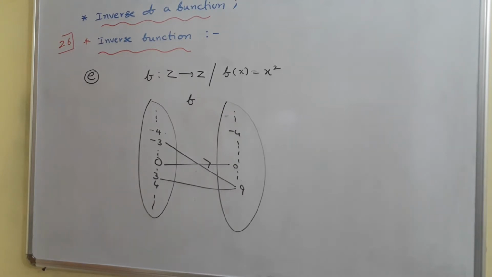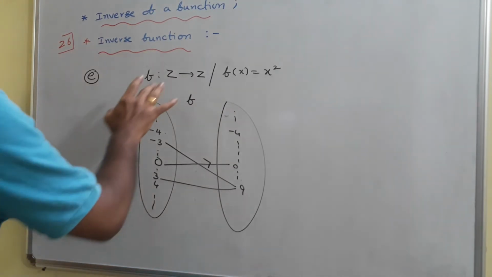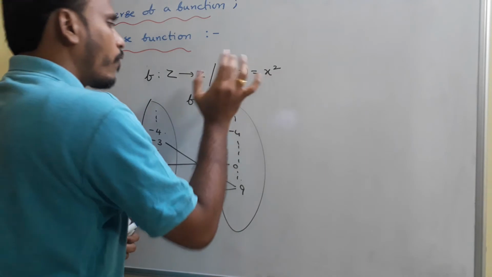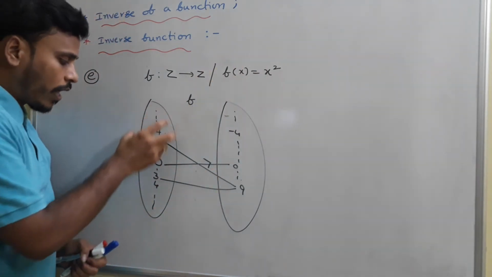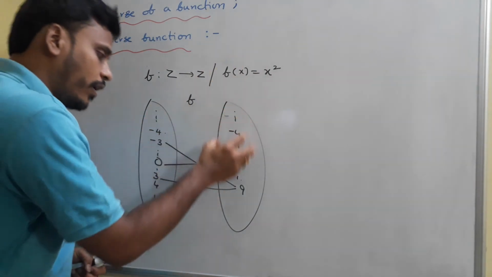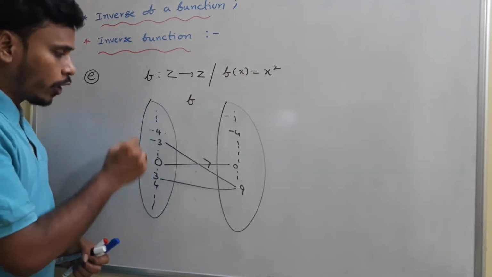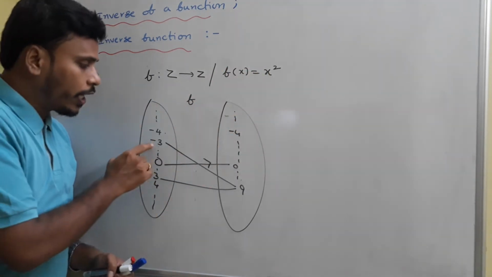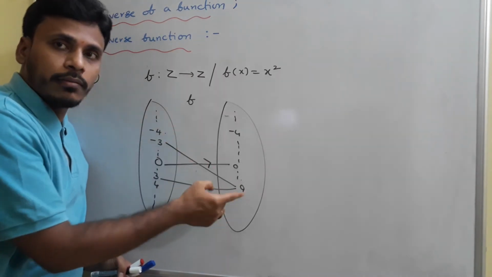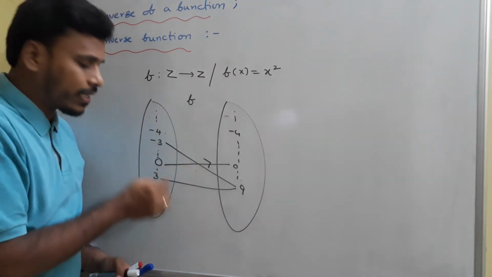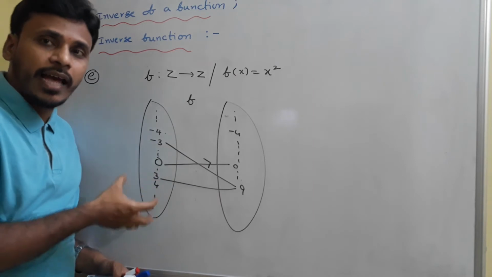I have a function f from integers to integers such that f of x is equal to x square. We have integers in the first set and integers in the second set. As per the rule of the function, we need to connect x to x square. We connect minus 3 to its square, 9, and 3 to its square, 9. I just highlighted minus 3 and 3.